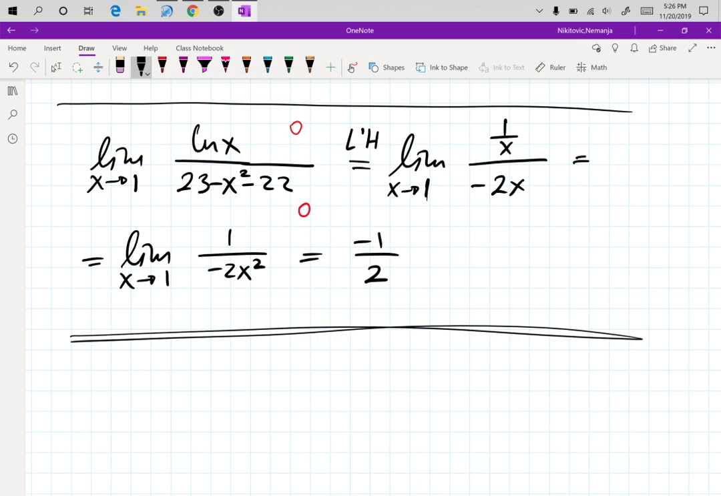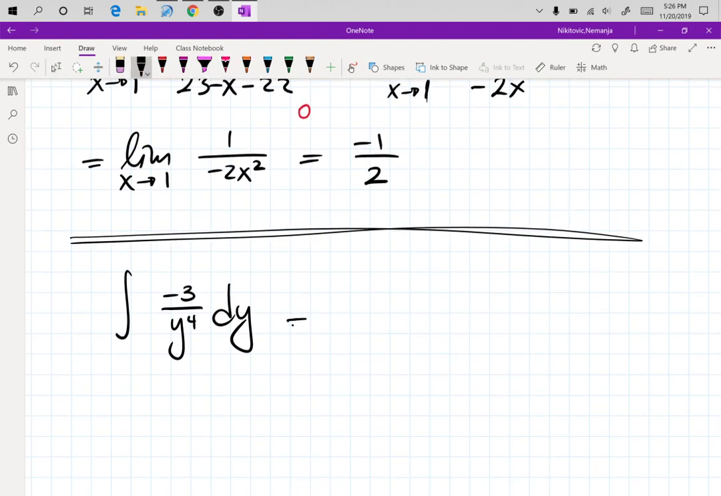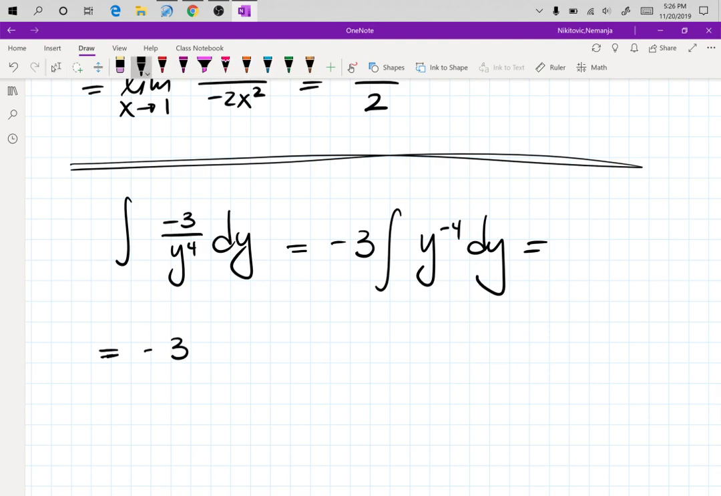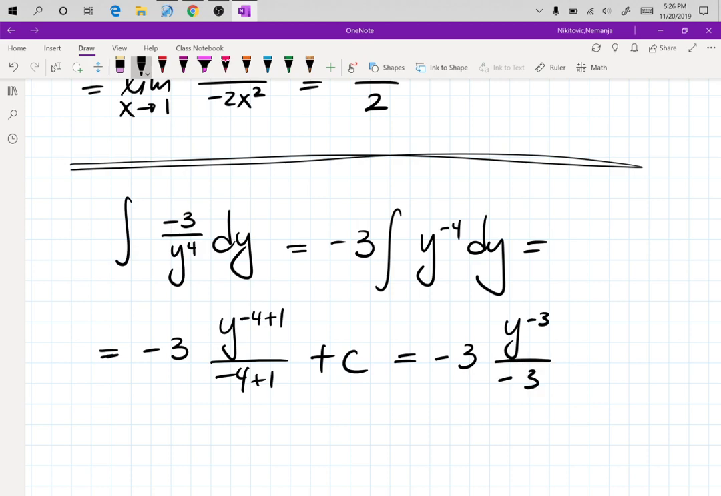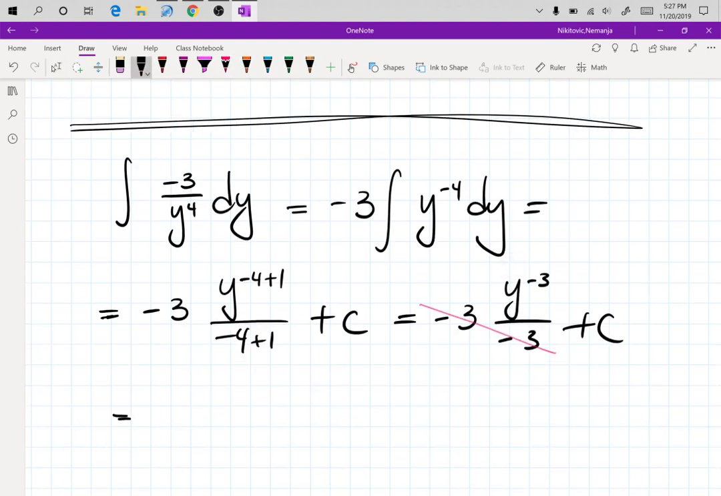It was an antiderivative. Find the antiderivatives of f of y equals -3 over y to the 4th, dy. So we kick -3 outside, and we have y to the -4 dy. That's -3, and now we have to do the +1 formula. So that's y to the -4 plus 1 over -4 plus 1 plus c. That's -3 times y to the -3 over -3. You see these cancel, and your answer is 1 over y cubed plus c.